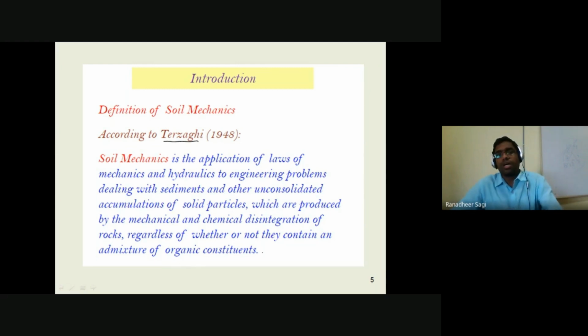So according to Carl Terzaghi, soil mechanics is the application of the laws of mechanics and the subsequent hydraulics, which talks about the behavior of that particular soil under different loading conditions and the pore water pressures which are getting developed.